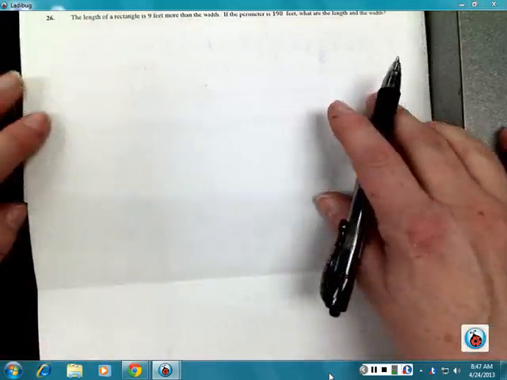Oh, no, 26. Sorry about that. There's 26 in there. How about this one? The length of a rectangle is 9 feet more than the width. If the perimeter is 198 feet, what is the length and the width? Can we do this one with systems?